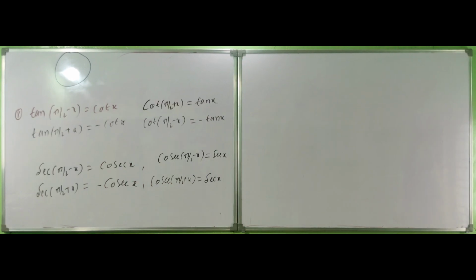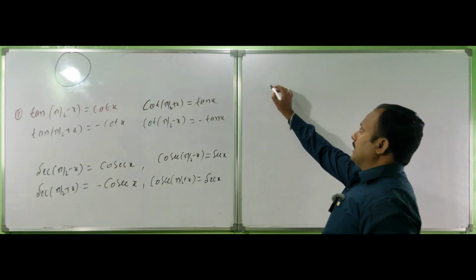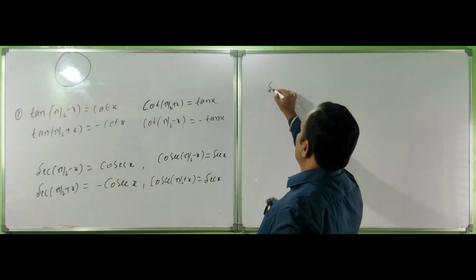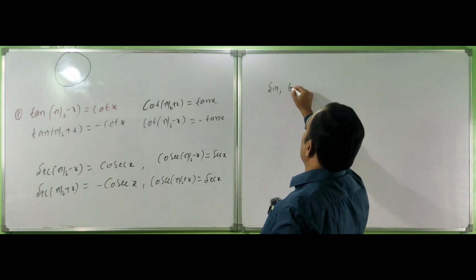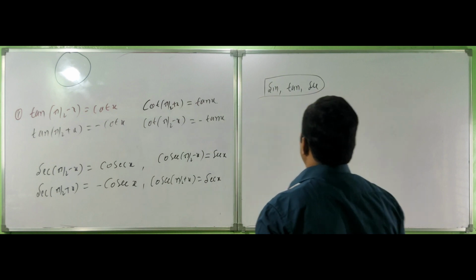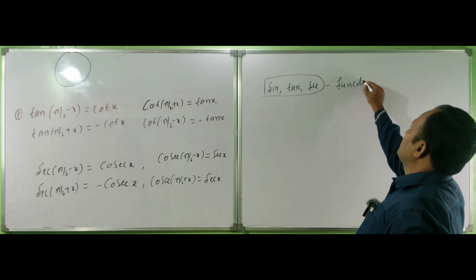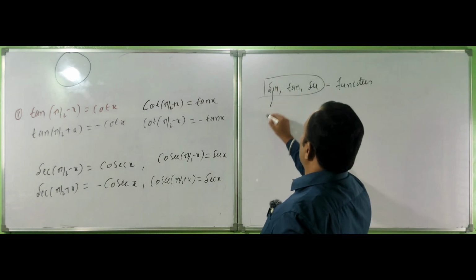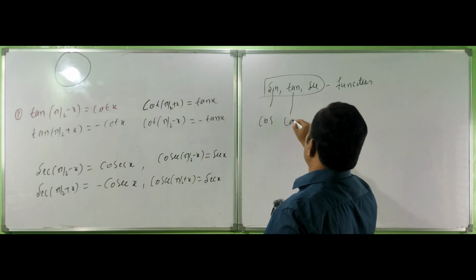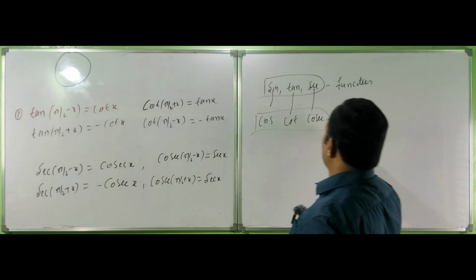Next is tan. Tangent and cotangent, secant and cosecant: listen here, in all multiples. Sin, tan, and sec are called functions, and then cos, cot, and cosec are called co-functions.